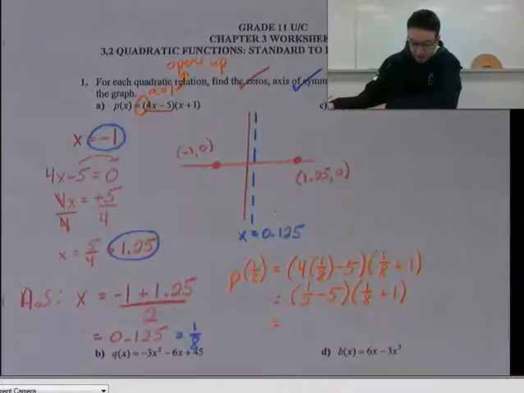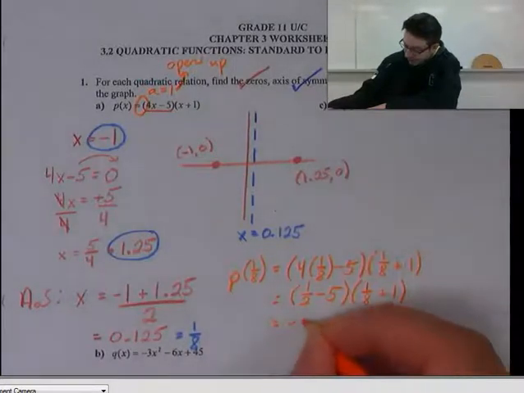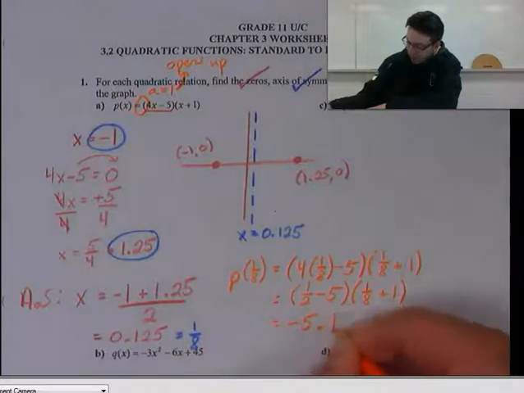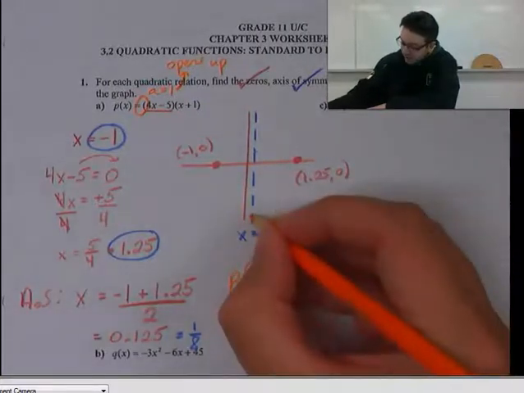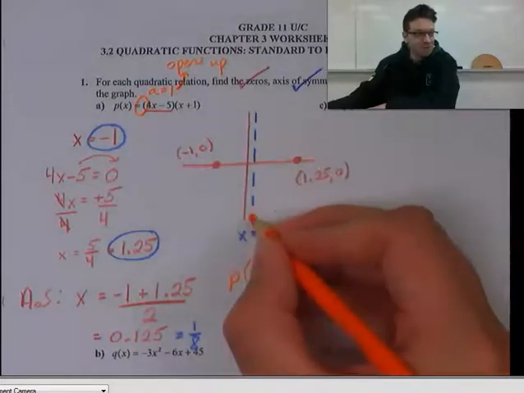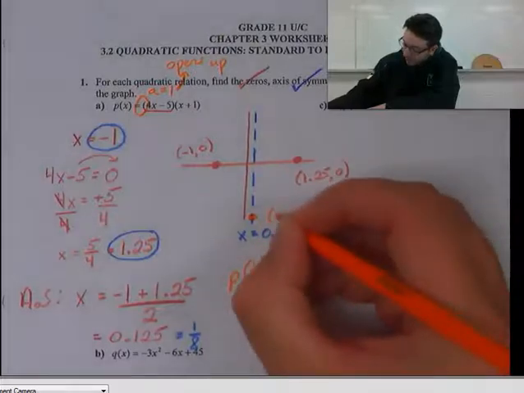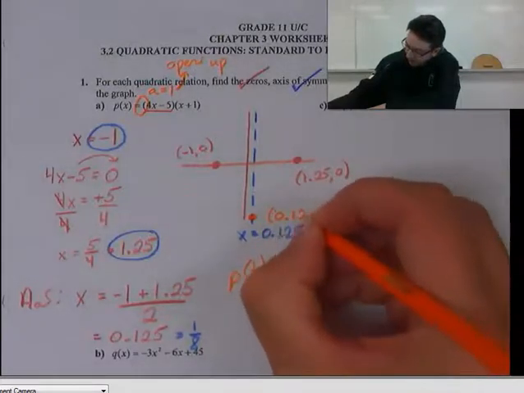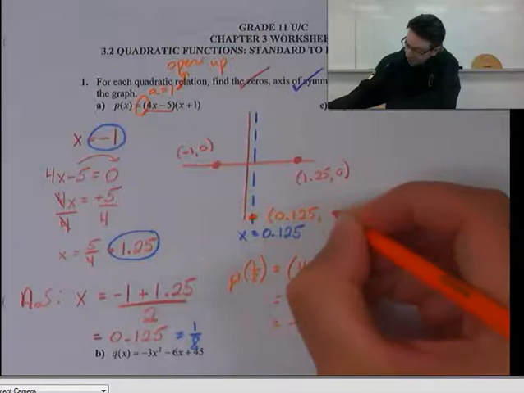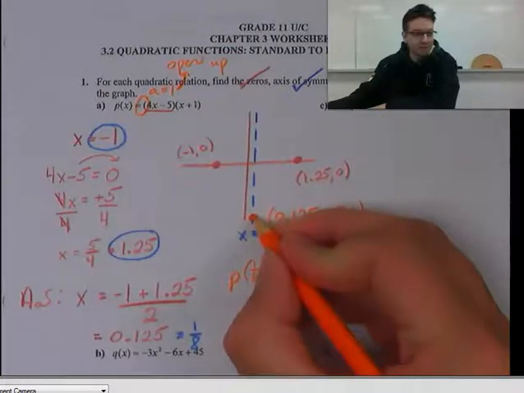Okay, so if you want, you can put that on your calculator. If you leave it as a decimal, you'll get minus 5.1. So it's going to be somewhere down here. Based on what my scale is, it's going to be a lot lower than that, but this is just a sketch. This is the point 0.125 and minus 5.1. So that's where our vertex is.